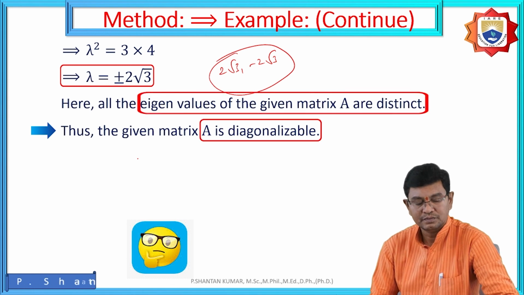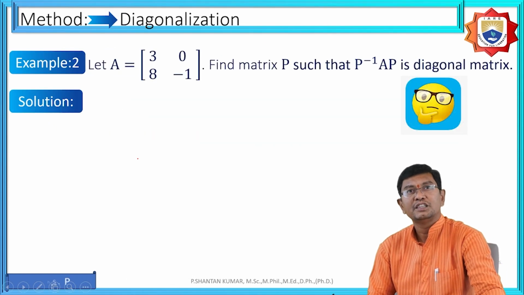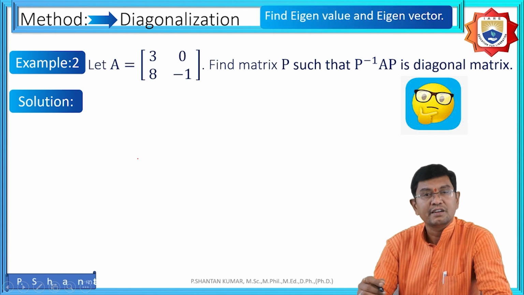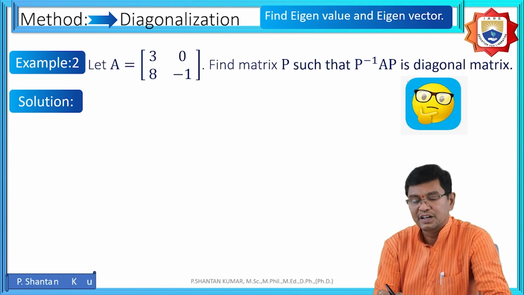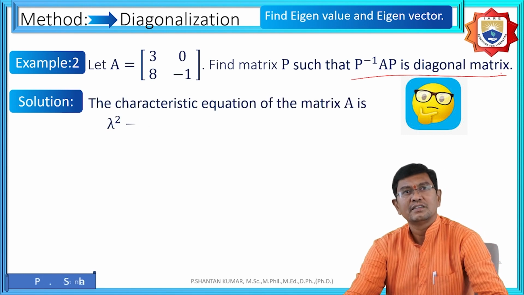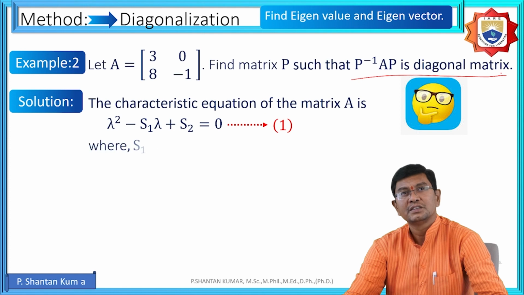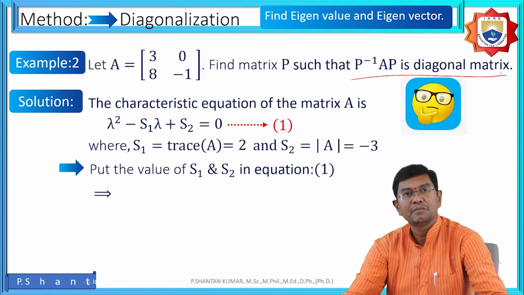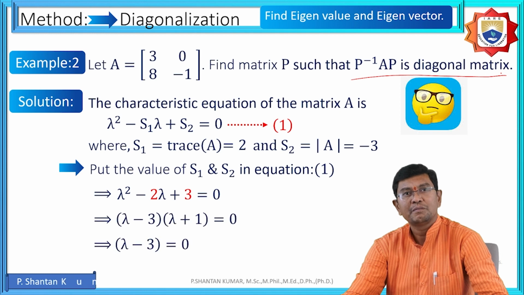And further, we need to check. They are asking to find the eigenvalues and then P inverse A P. Here the characteristic equation is lambda square according to the 2 by 2 general equation with S1 and S2. Up to here, it is easy. Lambda is equal to minus 1, 3.